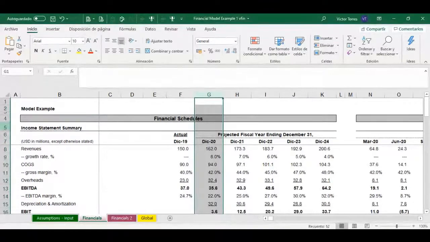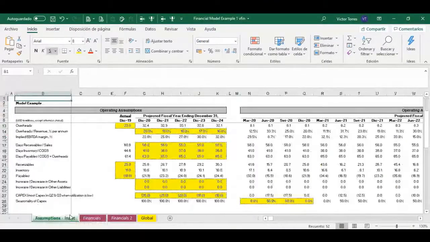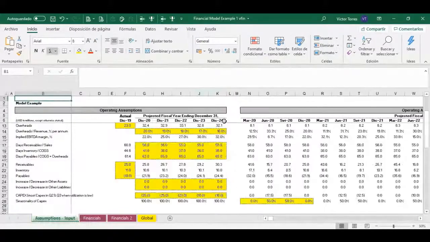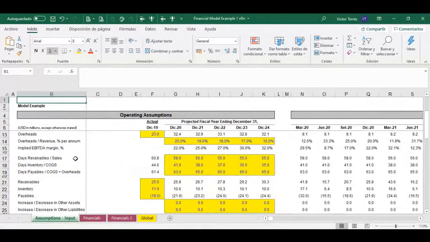So that's going to be a lot more helpful to track down an error, right? Because everything needs to be with the G column. Similarly, we're going to drill into this in a bit, right? This is the assumptions tab, right?